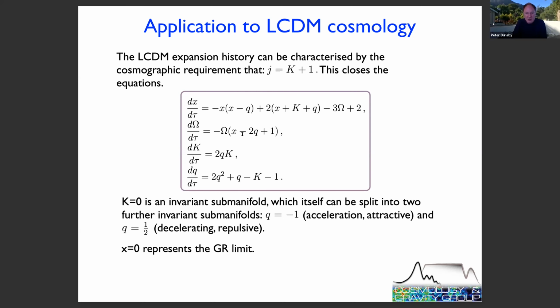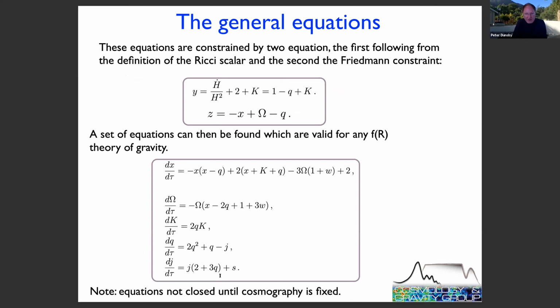So you see, in general, you have a hierarchy of dynamical system equations which don't close. You can see here that the equation governing the jerk parameter is coupled to the snap parameter. But once you've pinned down your cosmography, then you can close the system. You're not specifying the underlying theory of gravity, so you're not saying that you're working with a particular F of R theory here. You're just saying that the class of theories is F of R, and it has a particular expansion history.